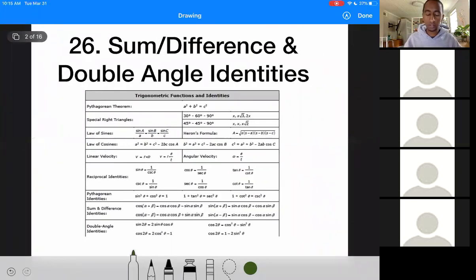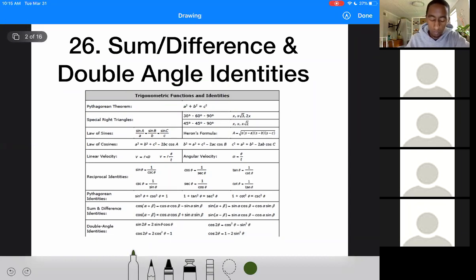So today's lesson, we're on notes number 26. You should either be writing it down on a sheet of notebook paper or, if you printed out the notes, following along. We're talking about one last identity today, or two identities: sum and difference and double angle identities. So if you have your formula sheet, I just cropped the formula sheet, and this is what part of it looks like. We're still talking about the trig functions and identities here.